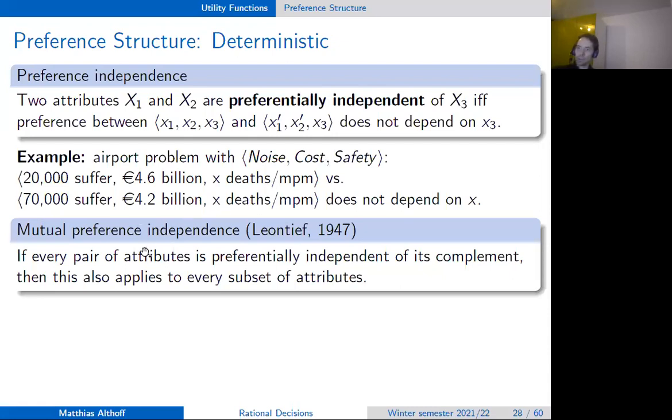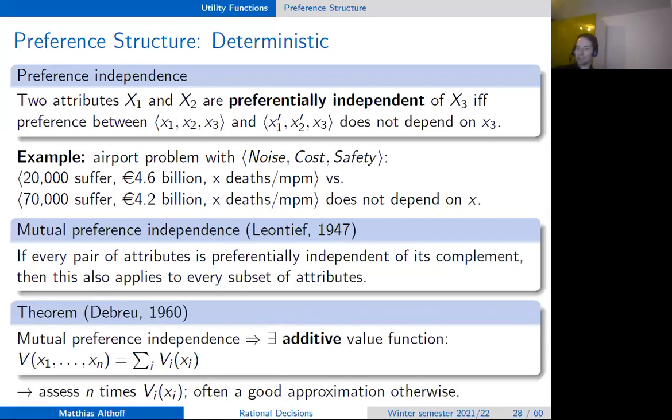This is called mutual preference independence, which was already discovered in 1947. And if that's the case, then you have this very simple additive value function. Sorry again. So that means that the value function of all attributes is just the summation of the value functions of the individual attributes. And often it is the case, even if you don't have perfect preferential independence, that this can be a good approximation.